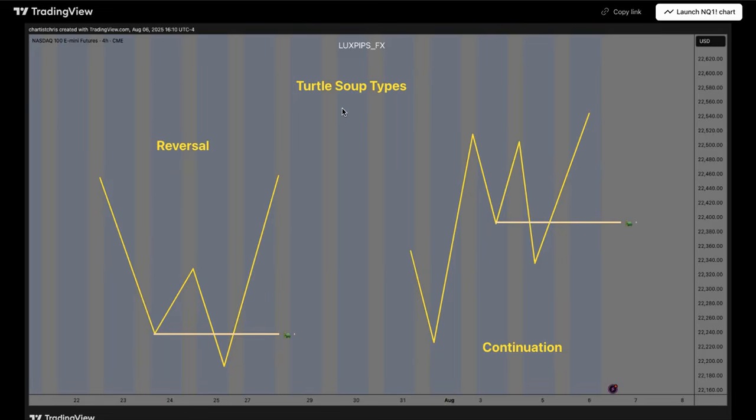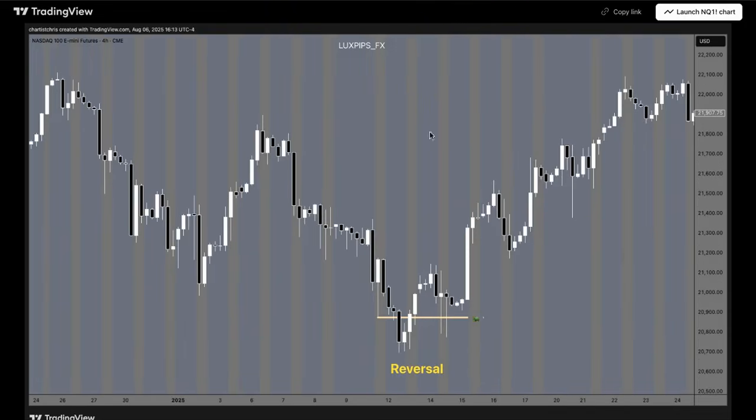So there's two types of turtle soup. There's the reversal and there's the continuation. This continuation can happen after the reversal. They go hand in hand. So here's an example of a reversal turtle soup. Here's a low being raided, price coming back into the range, rejecting the low, and then to then reverse.